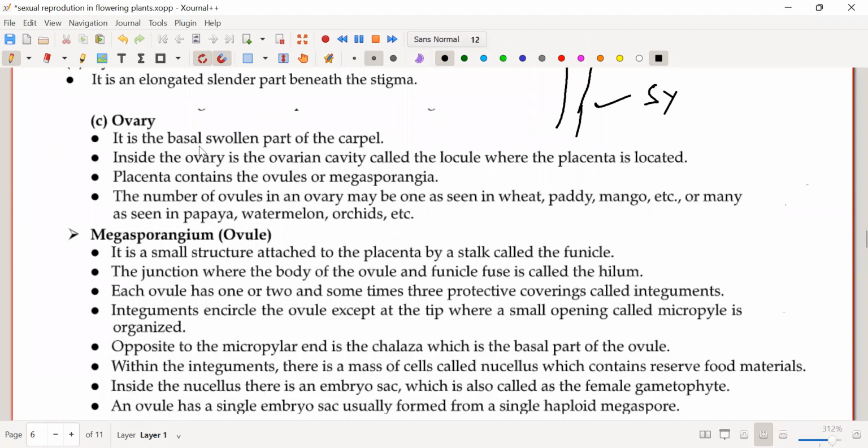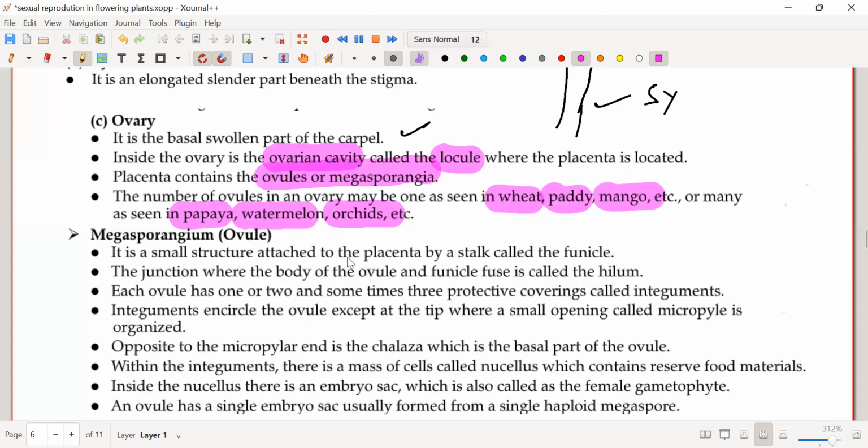Ovary is the basal lower part of the carpel. Inside the ovary is an ovarian cavity known as locule, where the placenta is located. Placenta contains ovules or megasporangia. The number of ovules in an ovary may be one, as seen in wheat, paddy, mango, etc., or many, as in papaya, watermelon, orchids, etc.